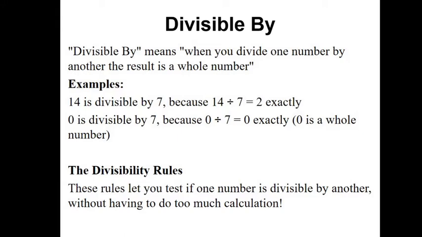For example, 14 is divisible by 7. The result is 2. It's a whole number. Exactly, it gives the whole number, right? After division, it gives the whole number. 0 is divisible by 7. It gives 0 exactly. 0 is a whole number.